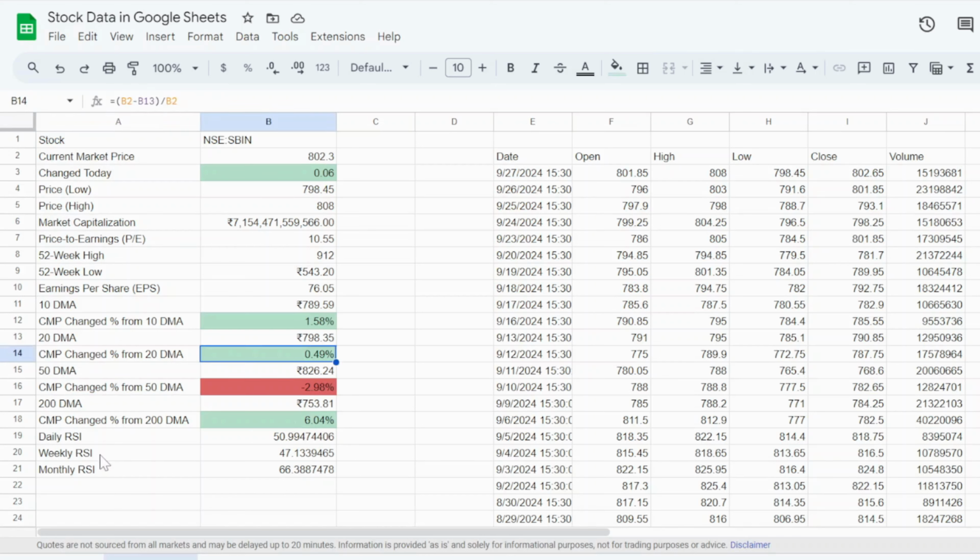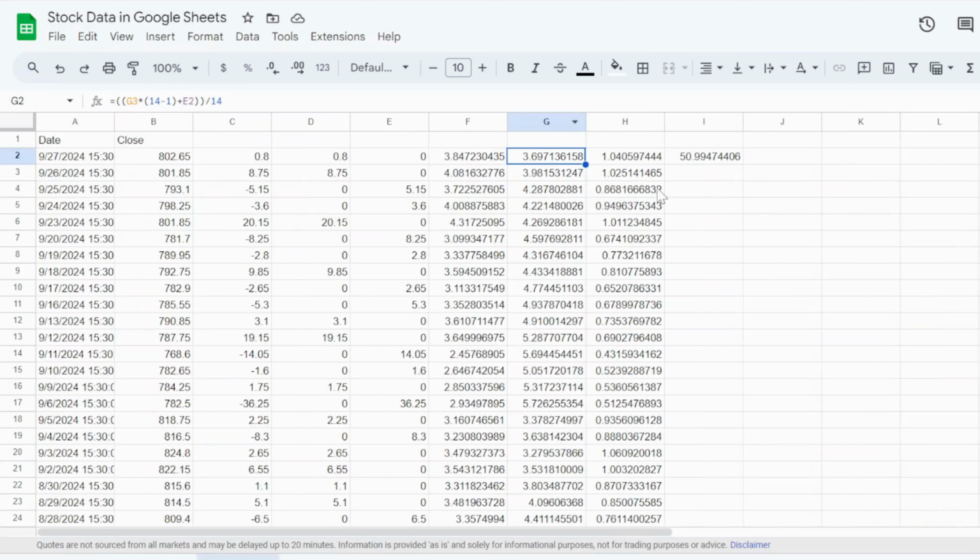Now coming to the daily RSI, weekly RSI and monthly RSI. The daily RSI I have already shown you in the previous video, so I'll not go through that daily RSI. We'll go through the weekly RSI and monthly RSI. But for the sake of completion of this sheet, I have kept the daily RSI also. So you can see in the daily RSI, I have calculated the RSI and then getting the data out here.